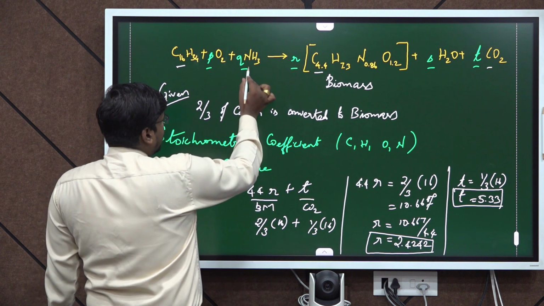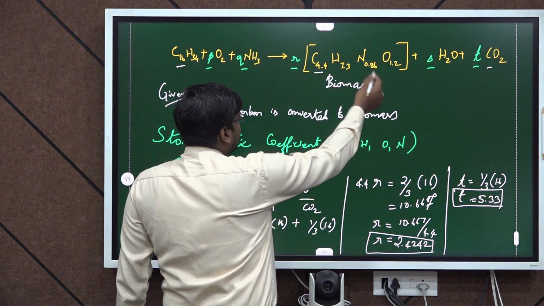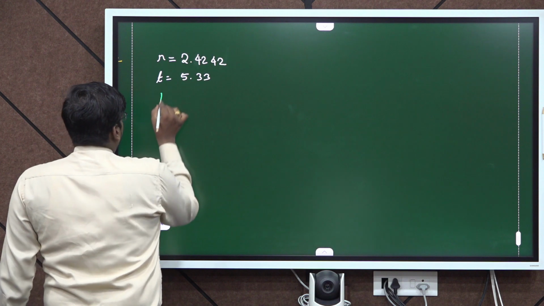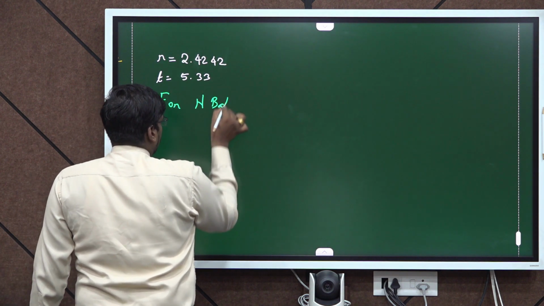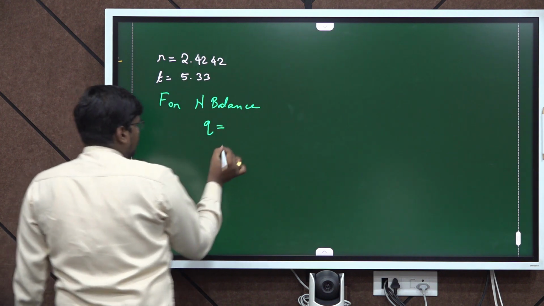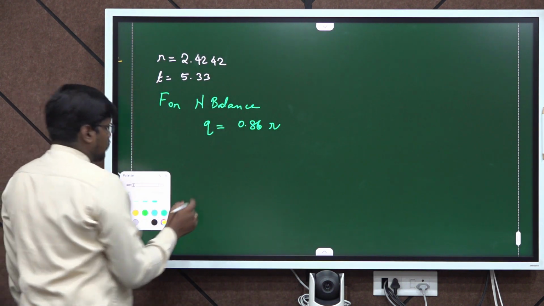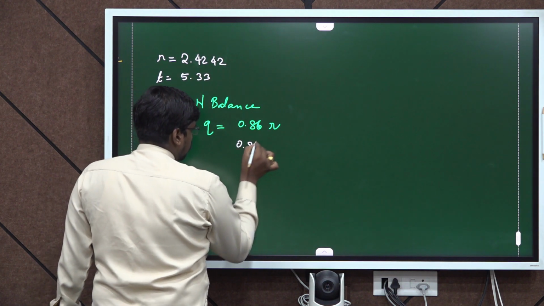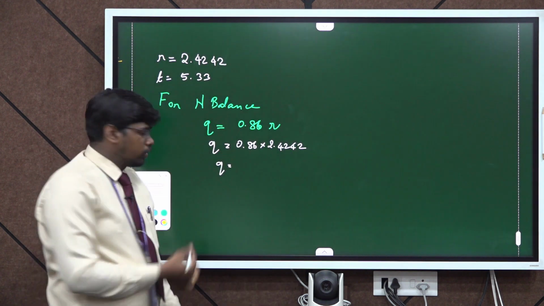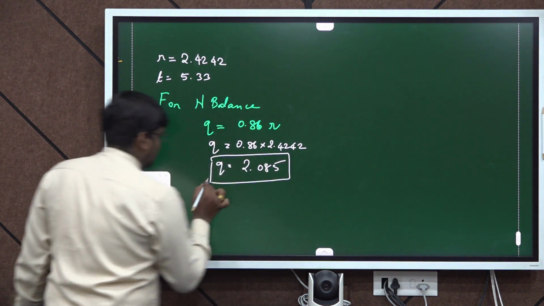Next we can concentrate on nitrogen. Here 1 nitrogen atom is present in the substrate with the stoichiometric coefficient of Q, and 0.86 nitrogen atom is present in the biomass. So for nitrogen balance, one atom of nitrogen is present in the substrate, that is Q is equal to 0.86 R. We know the value of R from the previous calculation. So 0.86 into 2.4242, Q will be 2.085. So this is the next balance we have written.